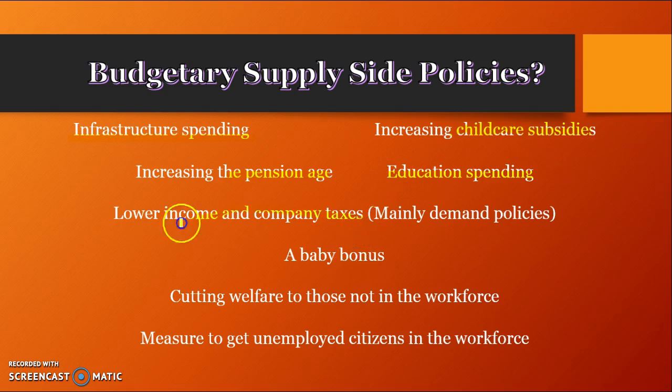Lower income and company taxes. Lower income taxes boost participation, and lower company taxes help to stimulate investment. Baby bonuses, in the long term, once the babies grow up, they'll join the workforce. Cutting welfare to those not in the workforce will encourage them to join the workforce and therefore more supply. And any other measures to try and get unemployed people employed will also help as well.